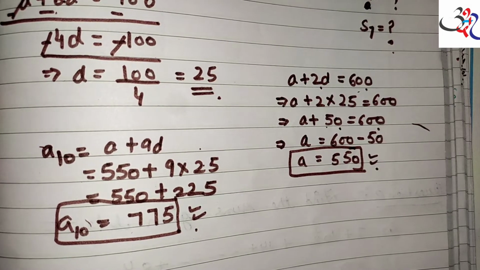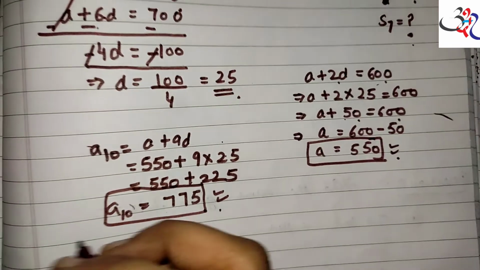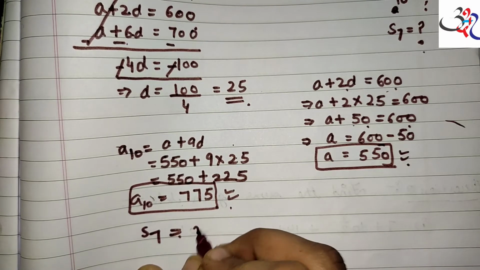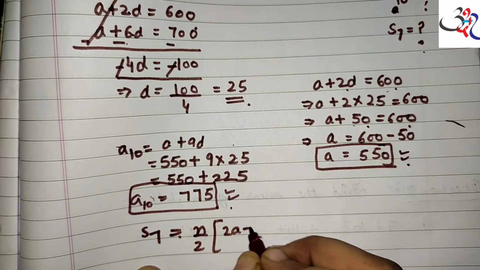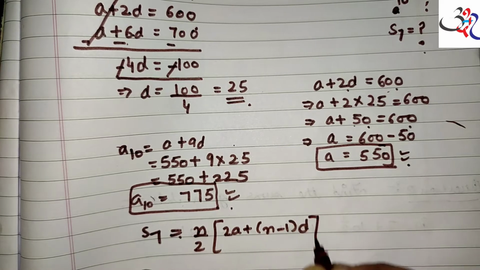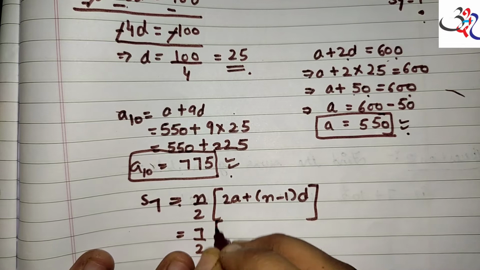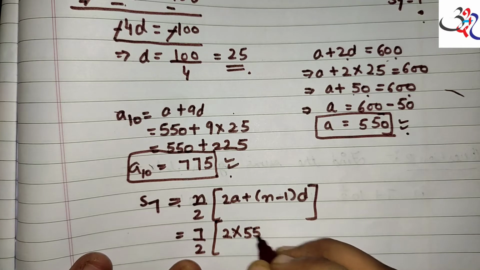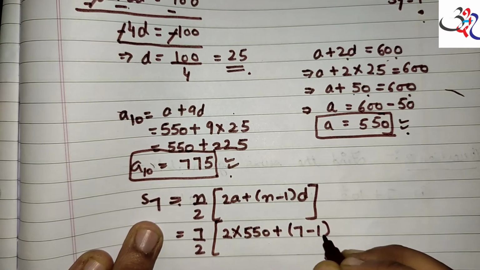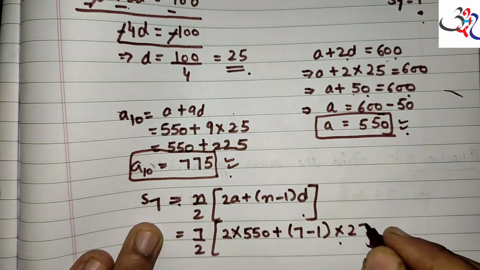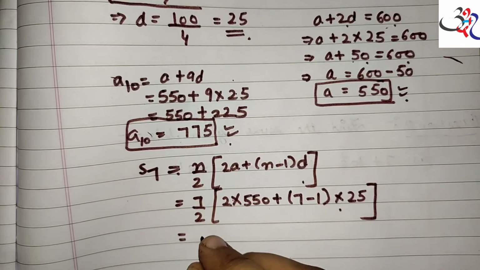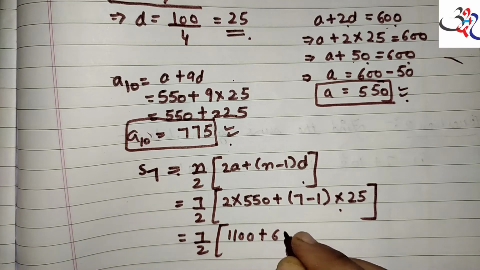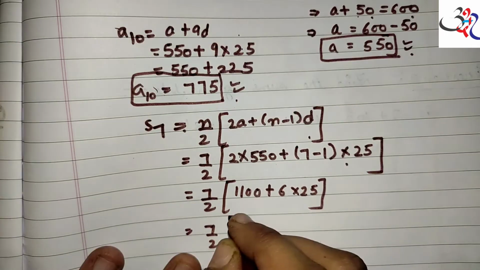Okay, now we have to find out the value of S7, and S7 is equal to n by 2 into 2a plus n minus 1 into d. So my n is 7, so 7 by 2 into 2a. A is 550, plus n is 7 minus 1 into d. The common difference is 25. So if I solve these values, I will get 1100 plus 6 into 25.